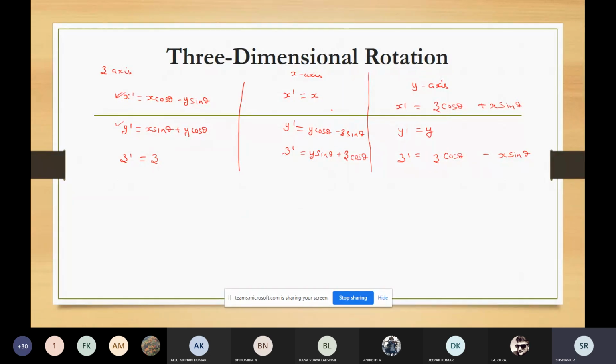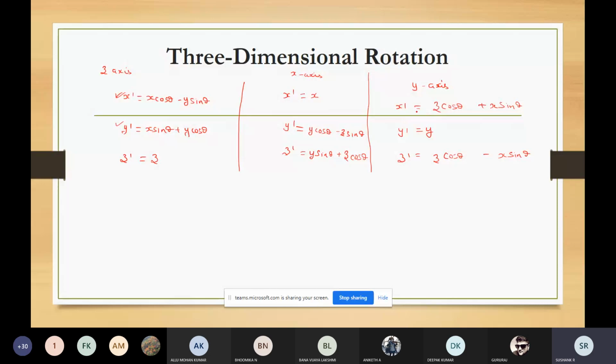How do I obtain it for x-axis rotation and y-axis rotation? I have to perform the cyclic permutation. I have to change the values in cyclic order x, y, z. First for x, after x the y parameters will be changed, after y z will be changed. So when it is along the x-axis, x dash is equal to x, y dash is equal to y cos theta minus z sin theta, z dash is equal to y sin theta plus z cos theta.